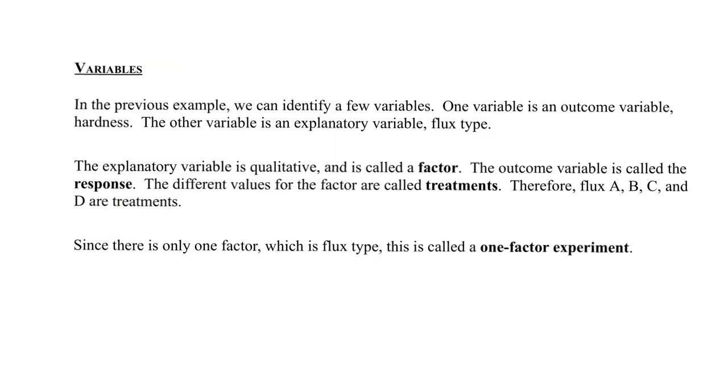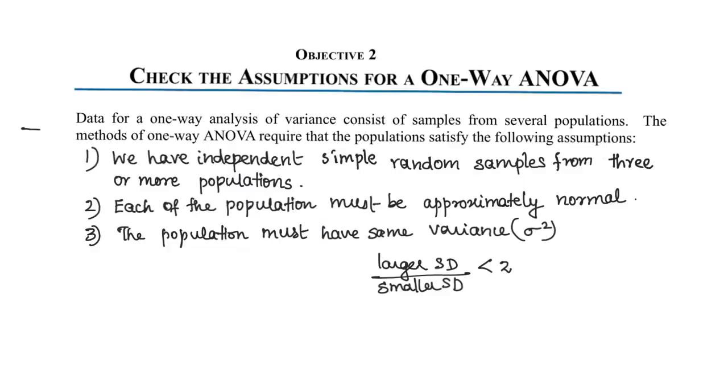In the previous example, we can identify a few variables. One variable is an outcome variable, that is hardness, and an explanatory variable, that is the flux type. The explanatory variable is qualitative and is called a factor. The outcome variable is called the response or response variable. The different values for the factor are called treatments. In this example, the different fluxes are called treatments. Because there is only one factor, which is flux type, this is called a one-factor experiment.